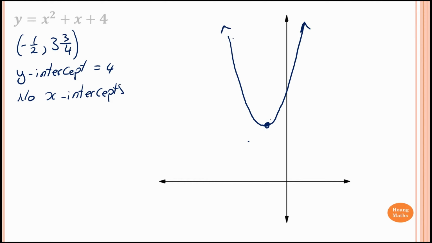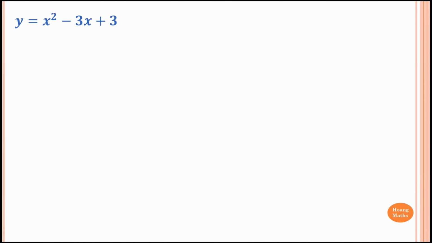So this is negative 1/2 and 3 3/4. That's the turning point. And this is 4 here. And the function is y is equal to x squared plus x plus 4. And we label this the x-axis. This is y. Please stop the video and try this one yourself.